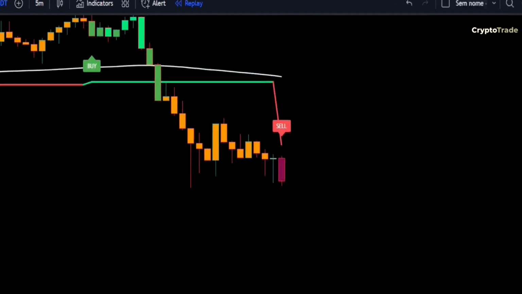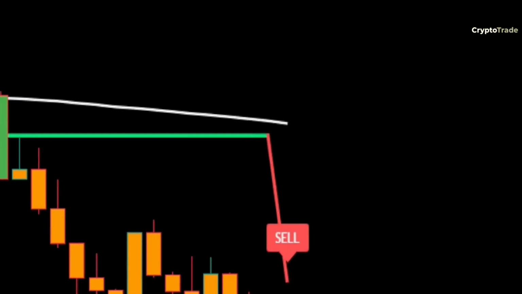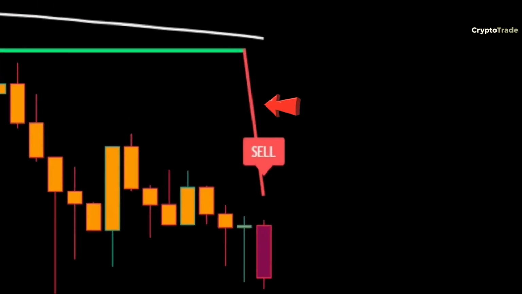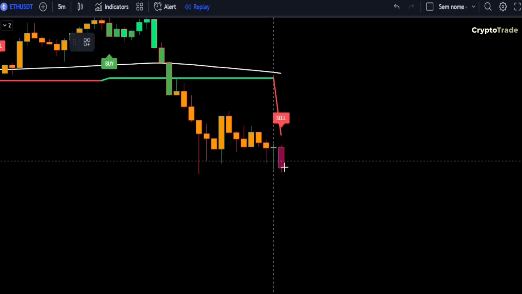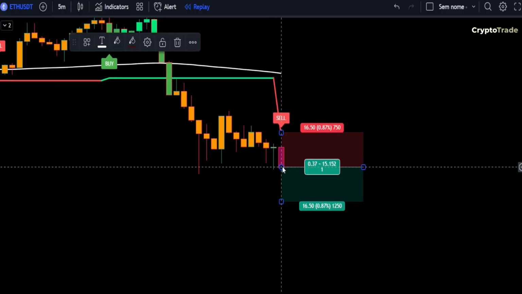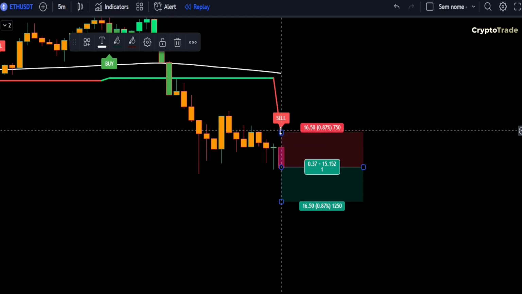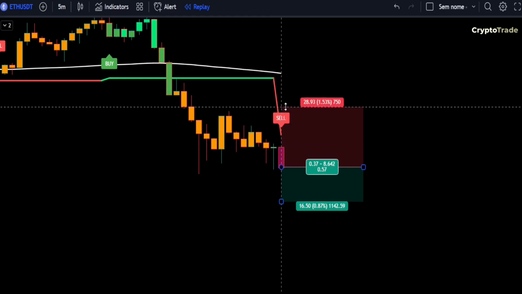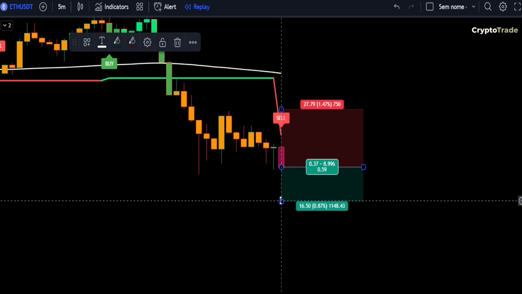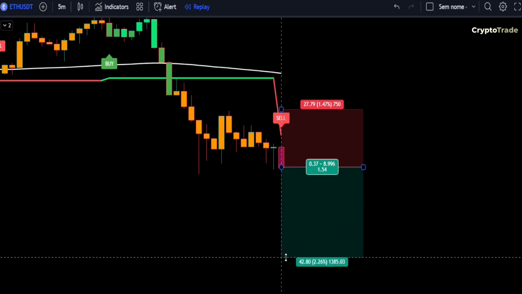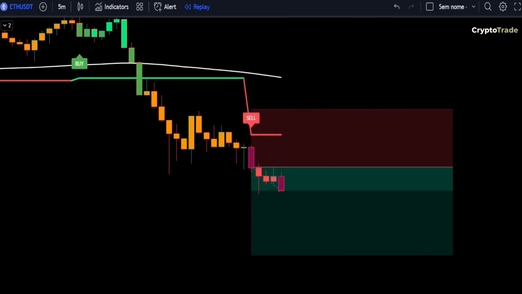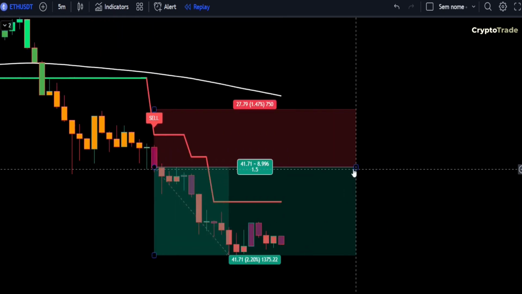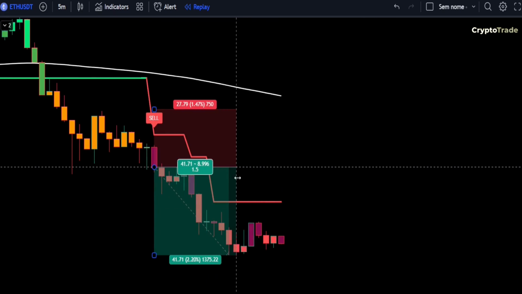For a sell order, the market must be below the EMA line. The range filter line must be red. Wait for a sell signal. If these conditions are met, place a sell order at the close of the candle. Place the stop loss above the nearest swing high. The risk to reward ratio will be set to 1 to 1.5. I hope you have understood the selling strategy.